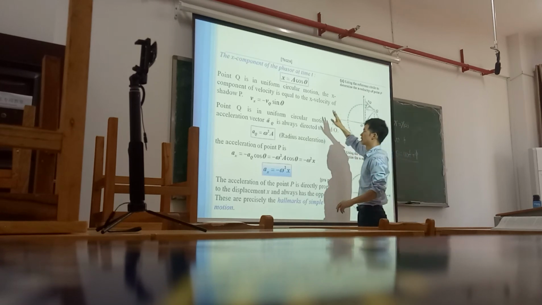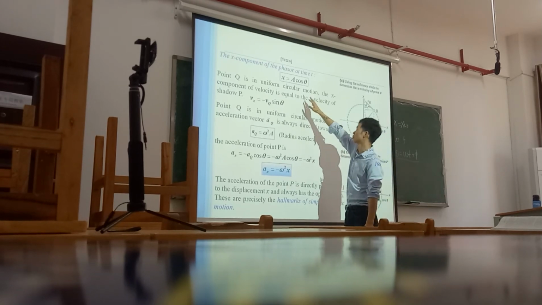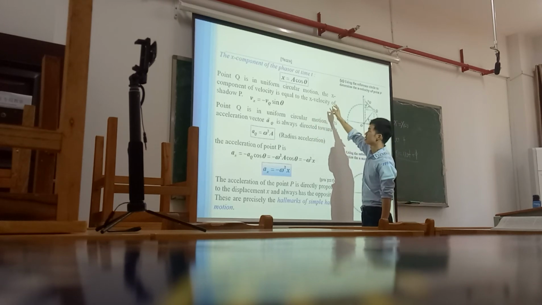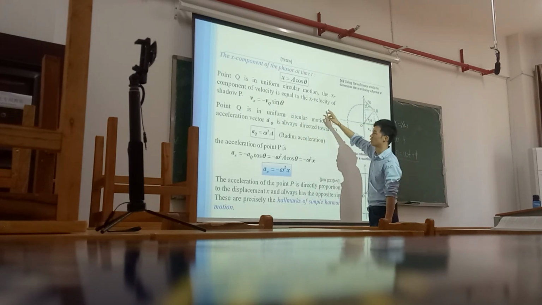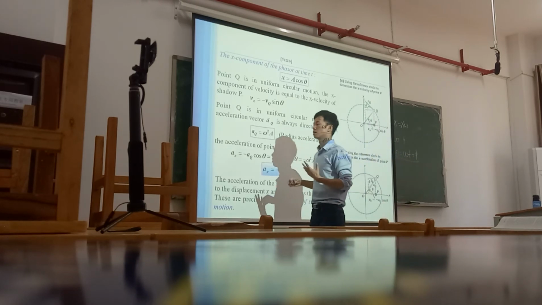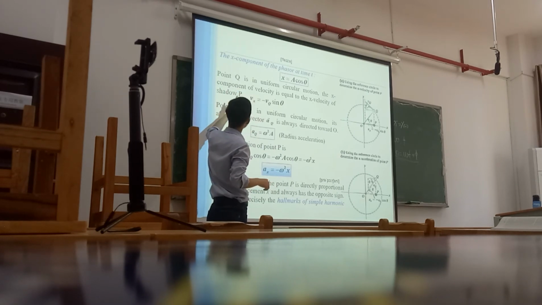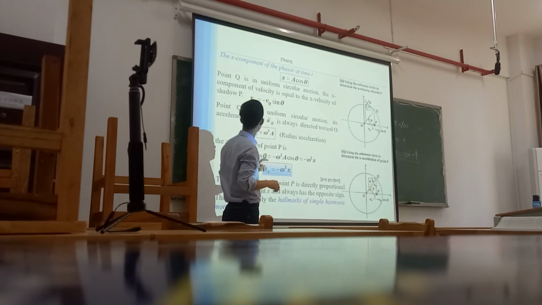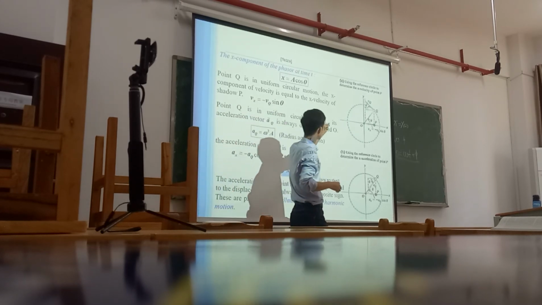So we express the simple harmonic motion as the x component of the phasor. The x is equal to A cosine theta, and the point Q is in uniform circular motion. So the x component of the velocity is equal to the x velocity of the shadow P. We use Vx to refer to the x velocity of the shadow P, and it's equal to minus vQ sin theta.